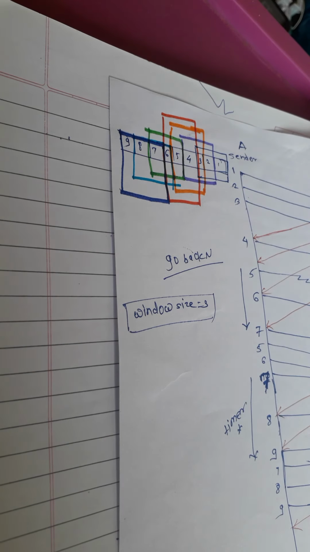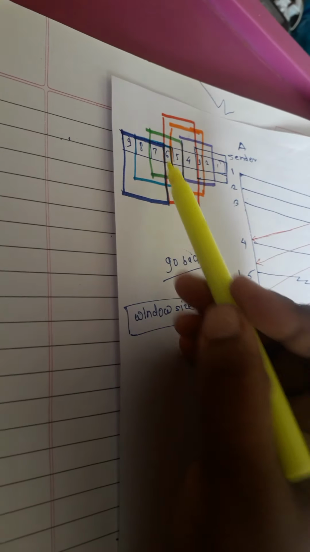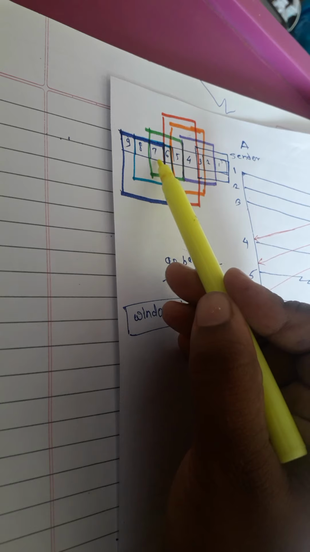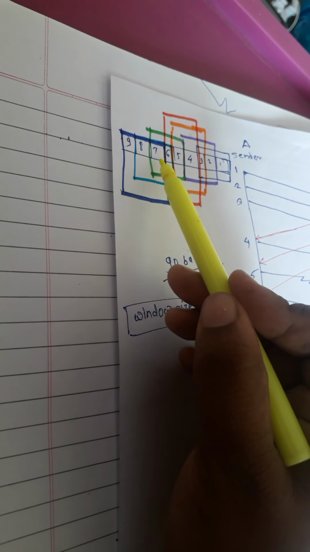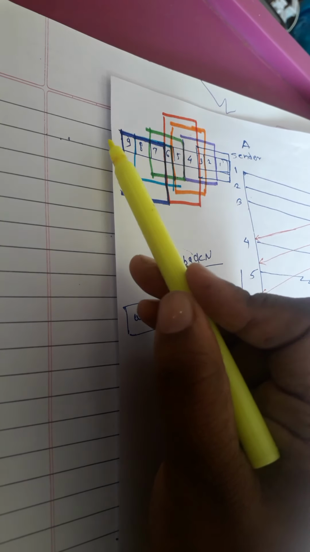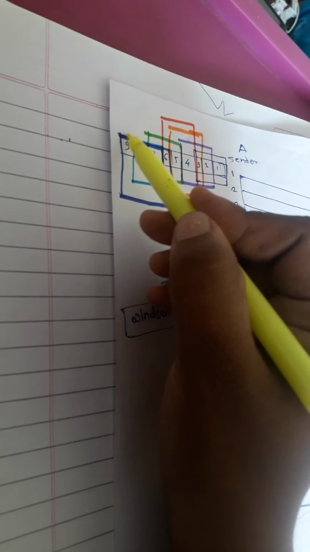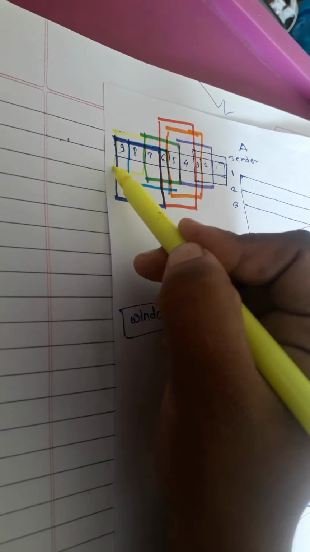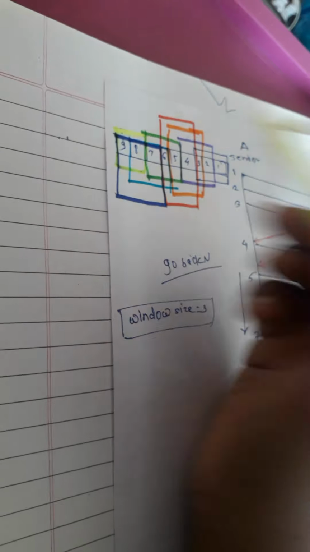Now here the window will shift to the left, right? The current window consists of 7, 8, 9. But here we don't have any new packet. So the window will remain like this for this 8 and 9. Okay, for this 8 and 9.